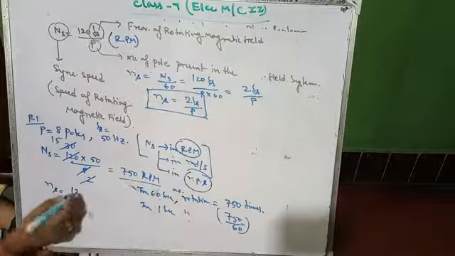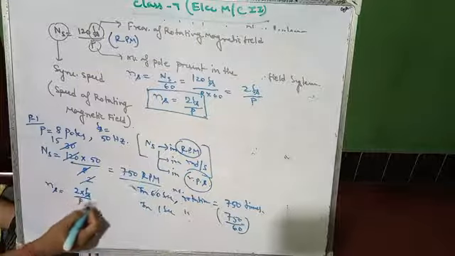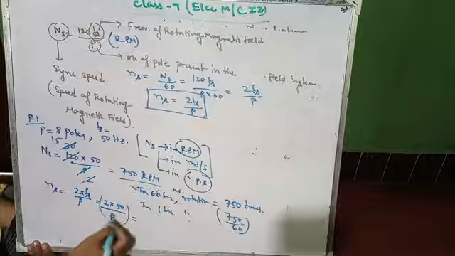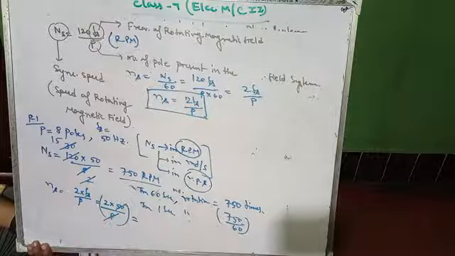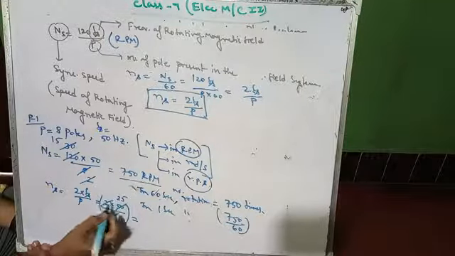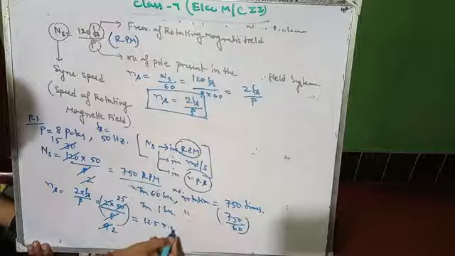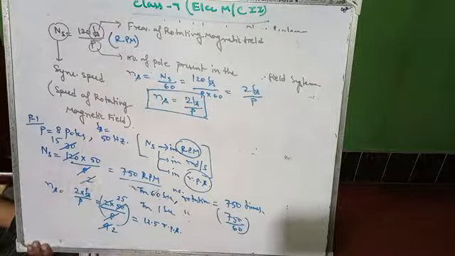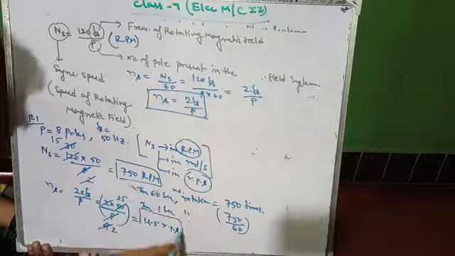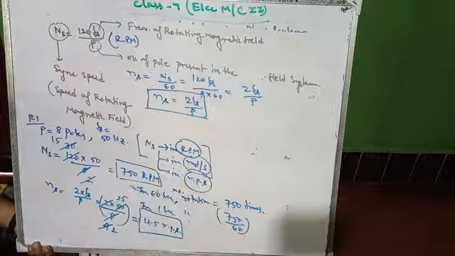So ns equals 2 into fs by p, that is 2 into 50 by 8. It will be cancelled out by 4, so 25 by 2, that is 12.5 rps. So Ns equals 750 rpm, that means 12.5 rps. And for the rad per second unit you have to solve it.